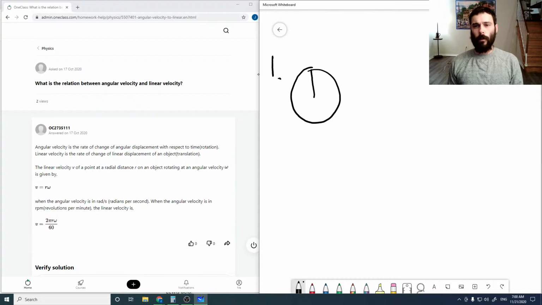We have some radius for the circle, and the linear velocity would be perpendicular to this radial line, whereas the angular velocity would also be perpendicular, but it runs around the circle.